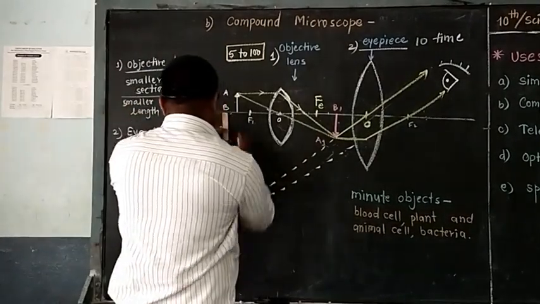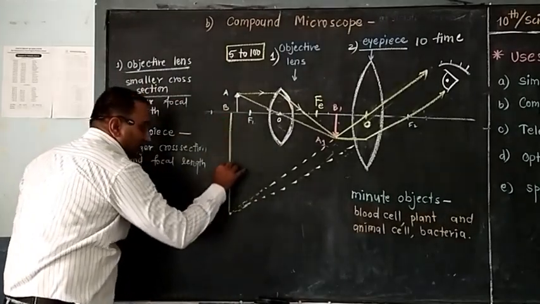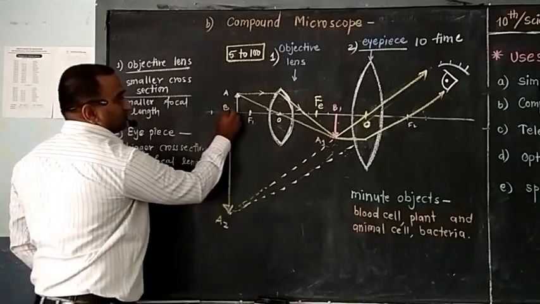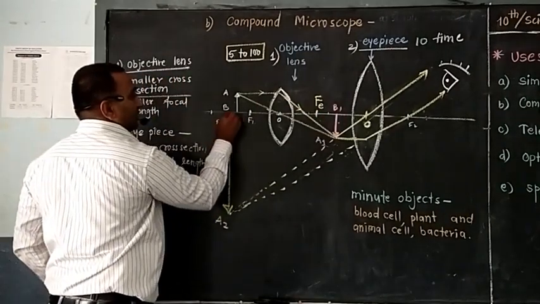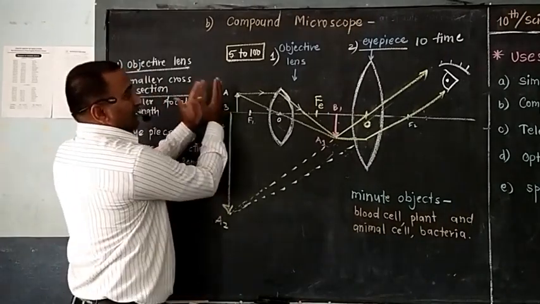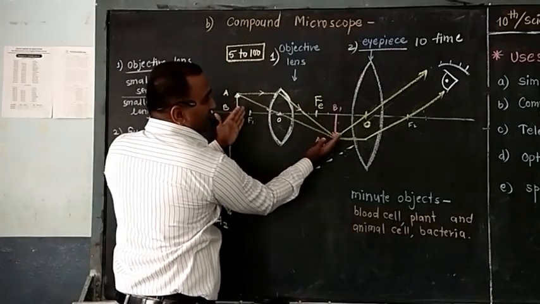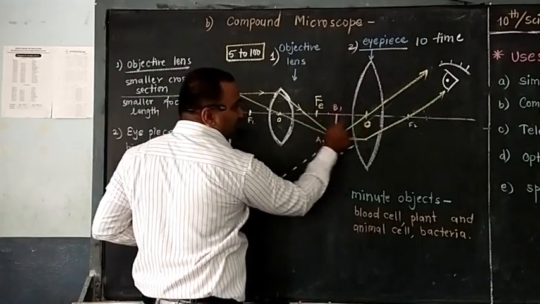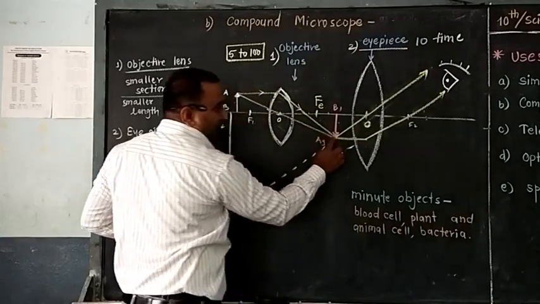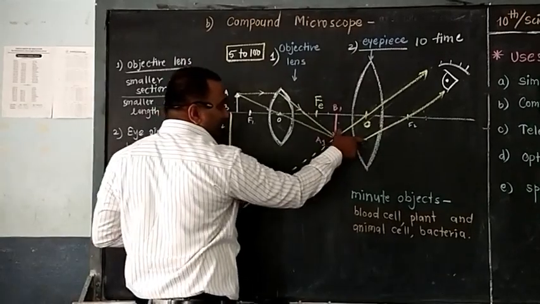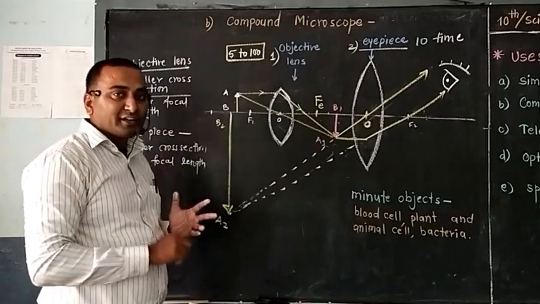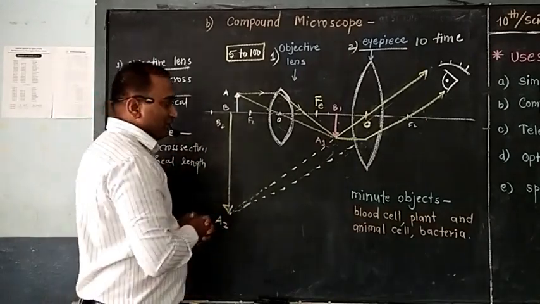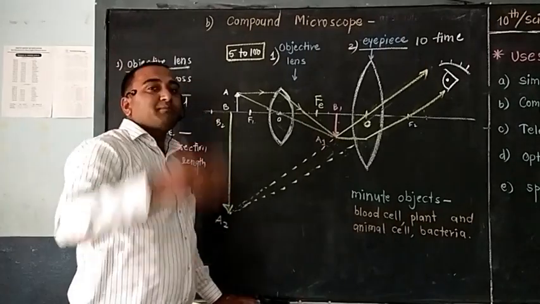So how do we get this image? Like this: perpendicular downward from A1 we get A2, and from B1 we get B2. What image have we got? First, a 5 to 100 times magnified image. This image is used as an object for the eyepiece, lying between the optical center and the focus of the eyepiece. Then, by the rule of refraction, we get a highly magnified, virtual image. Here the object is upward, so the image is downward, inverted with respect to the original. With the help of the eyepiece, we can magnify the image 10 times.